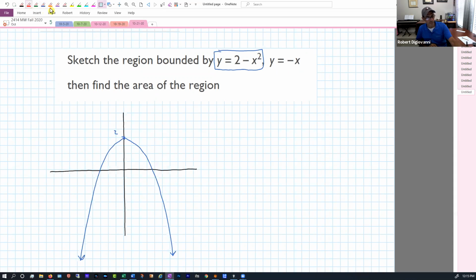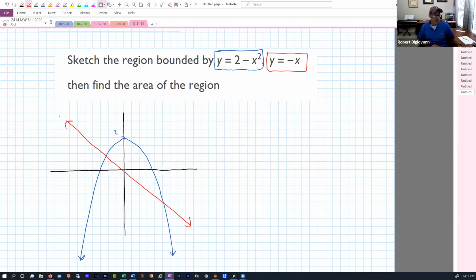And then I have the red one here. That's just a line. Y equals negative x is just like y equals x, which is the identity, that diagonal line, but it's got a slope of -1. So it just goes like this. All right, those are the basic sketches of those two lines.